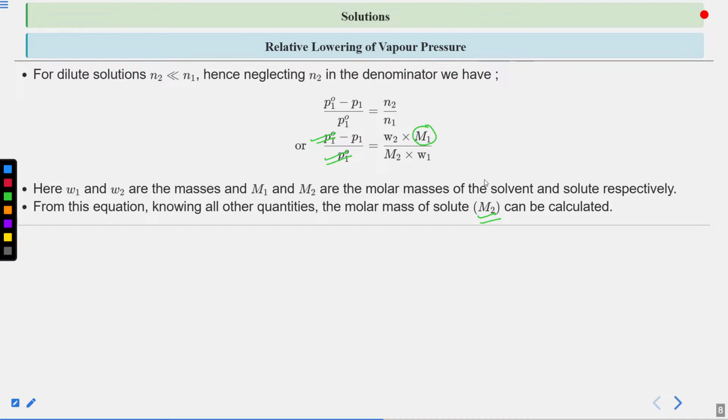So just listen to each and every word that I am saying, because each word is very important here to get the clear picture of the whole colligative properties.